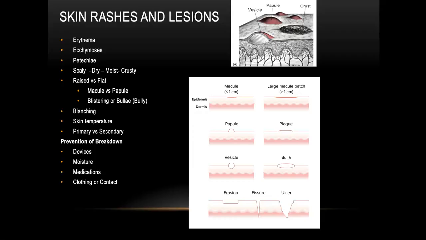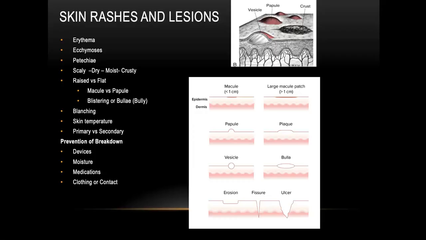Those are pretty self-explanatory. If something is raised or flat, when you're looking at it, you want to describe it as raised or flat. Know the difference between a macule and a papule, as you can see here. This is a macule, which is flat, and a papule is raised. You want the person to tell you, or you can see, whether it's blistering, meaning it's erupting. A bulla is like a bully. I call it a little mini cyst. That's what I call it. It looks like a little mini cyst.